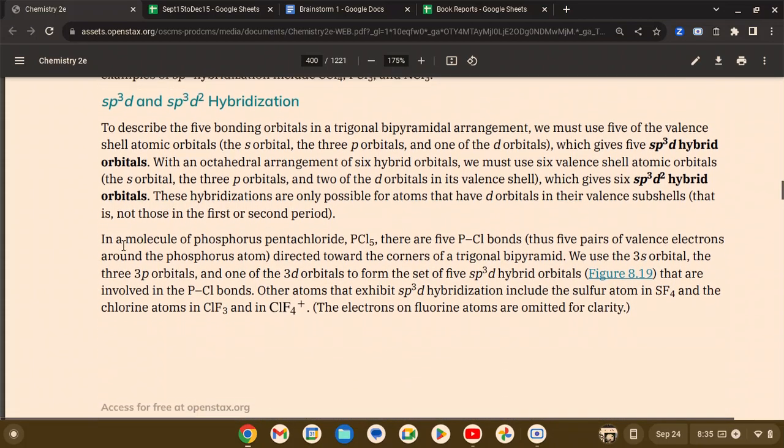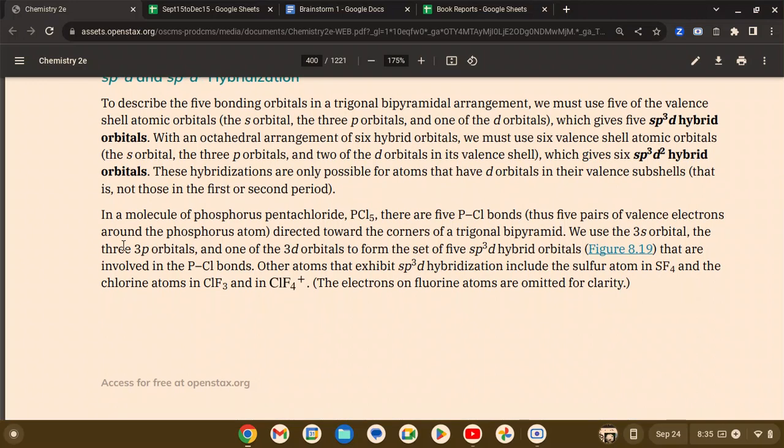sp3d and sp3d2 hybridization. To describe the five bonding orbitals in the trigonal bipyramidal arrangement, we must use five of the valence shell atomic orbitals, which gives us five sp3d hybrid orbitals. With an octahedral arrangement of six hybrid orbitals, we must use six valence shell atomic orbitals, which gives six sp3d2 hybrid orbitals. These hybridizations are only possible for atoms that have d orbitals in their valence subshells, that is, not those in the first or second period.